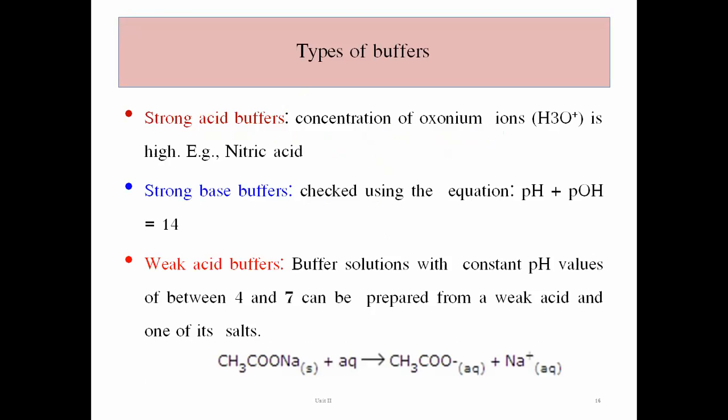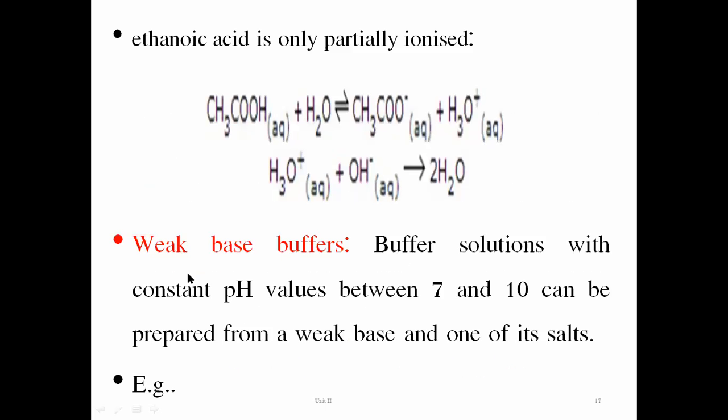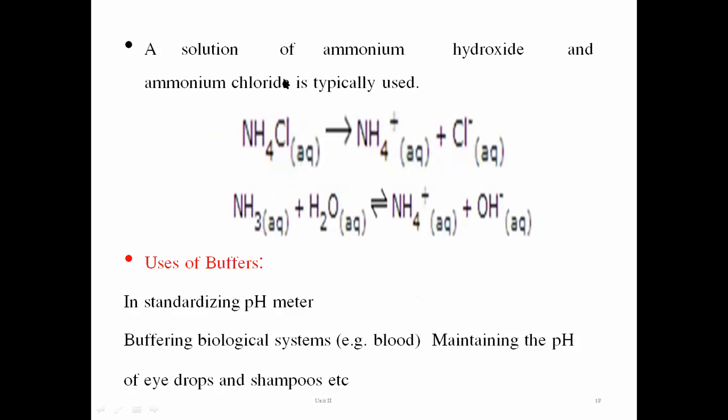that time we are going to check which type of buffer? Weak acidic buffer. And when we require a pH range between 7 to 10, that time we are going to consider this weak base buffer. Now what is the example of weak base buffer? This weak base buffer is a solution of ammonium hydroxide and its salt, that is ammonium chloride. So this ammonium hydroxide and ammonium chloride combinedly can be used as a weak base buffer to prefer a pH range between 7 to 10.